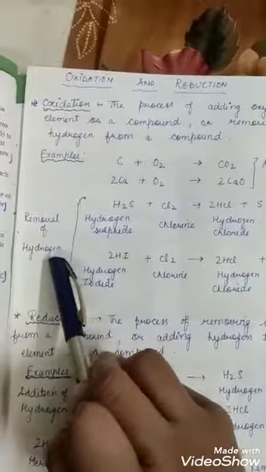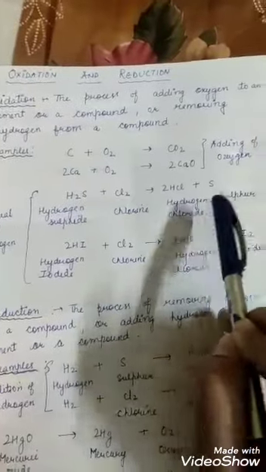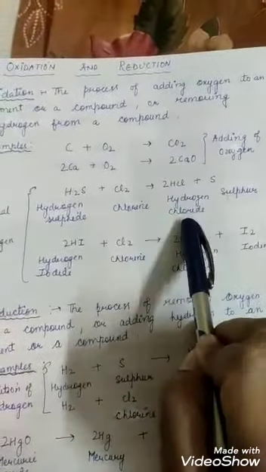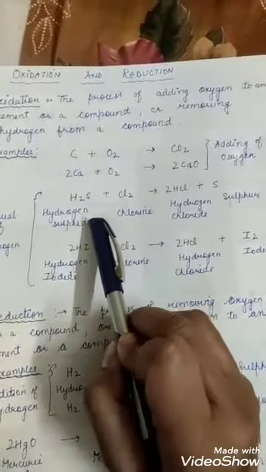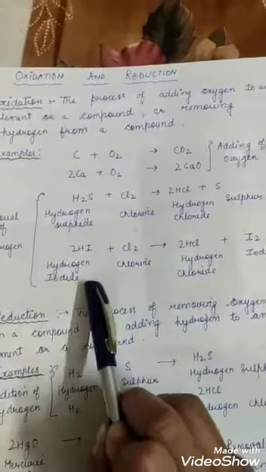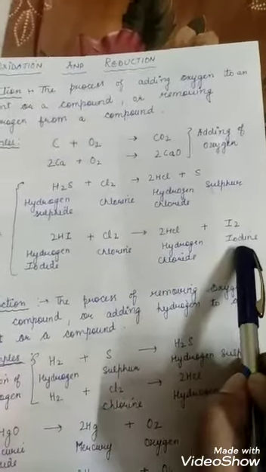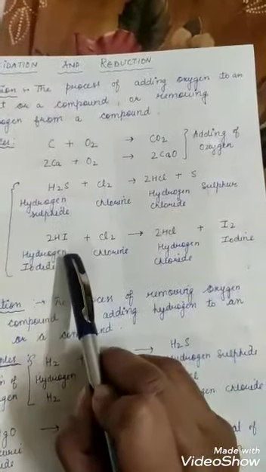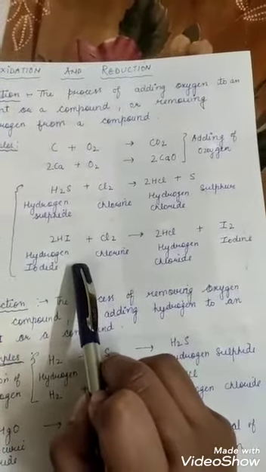Now examples for removal of hydrogen. Hydrogen sulfide, when it reacts with chlorine, forms hydrogen chloride and sulfur. Here you can see hydrogen is removed from hydrogen sulfide. Hydrogen iodide reacts with chlorine and forms hydrogen chloride and iodine. Here you can see from hydrogen iodide, hydrogen is removed.